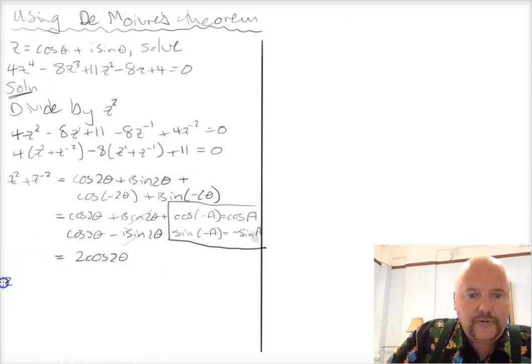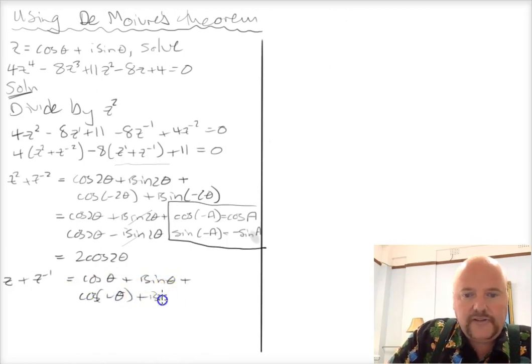Now we can do exactly the same process with z plus z to the minus 1, this little part here. So we get cos theta plus i sin theta plus a cos minus theta, you can put that in brackets if you like, plus an i sin minus theta. Now again, using these properties up here, we know that that's going to be replaced with a cos theta. This will become a minus i sin theta, and again that and that will cancel. So I'm just going to jump straight to the process here where we get this as 2 cos theta.